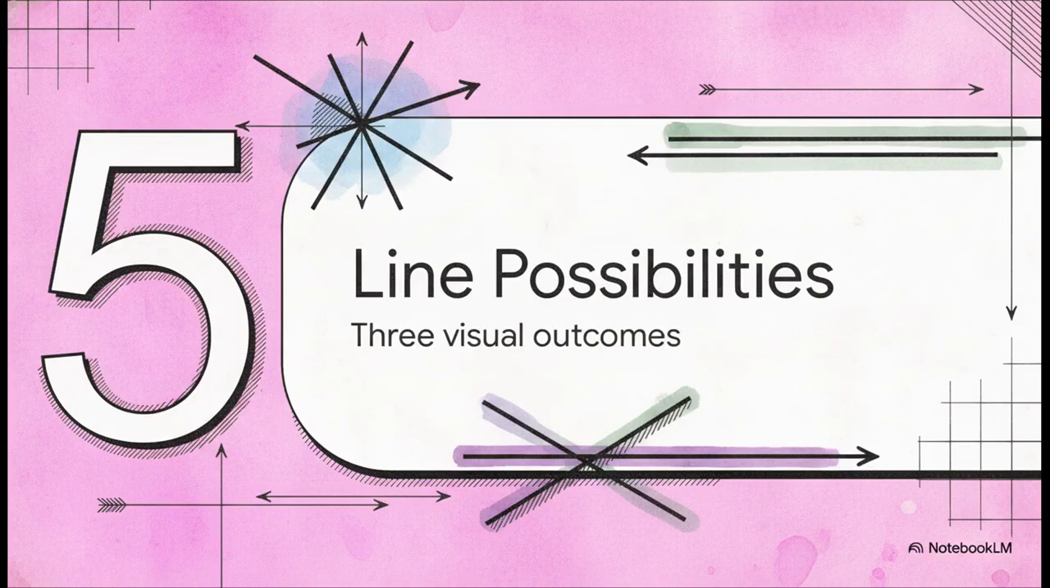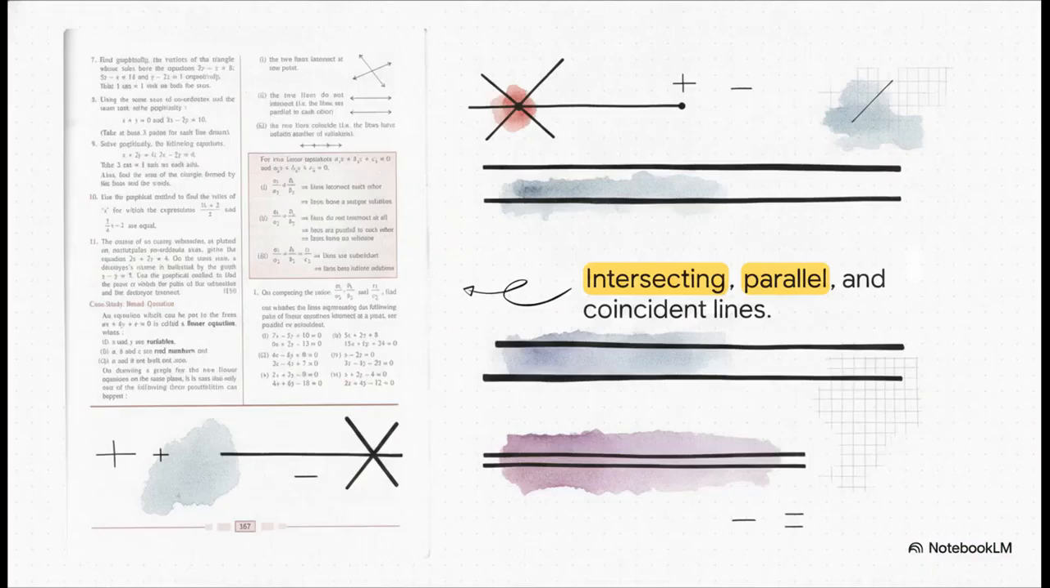Let's wrap things up with Section 5, the three-line possibilities. So when you draw two straight lines on a flat plane, they don't just have endless, chaotic behaviors. In fact, they can only ever do one of three things. First, they can intersect at exactly one point, just like we've seen so far. Second, they can be perfectly parallel to each other, like railroad tracks, meaning they will absolutely never cross. Or third, they can be what we call coincident. That means they lay perfectly on top of one another, effectively forming a single line where every single point is shared.